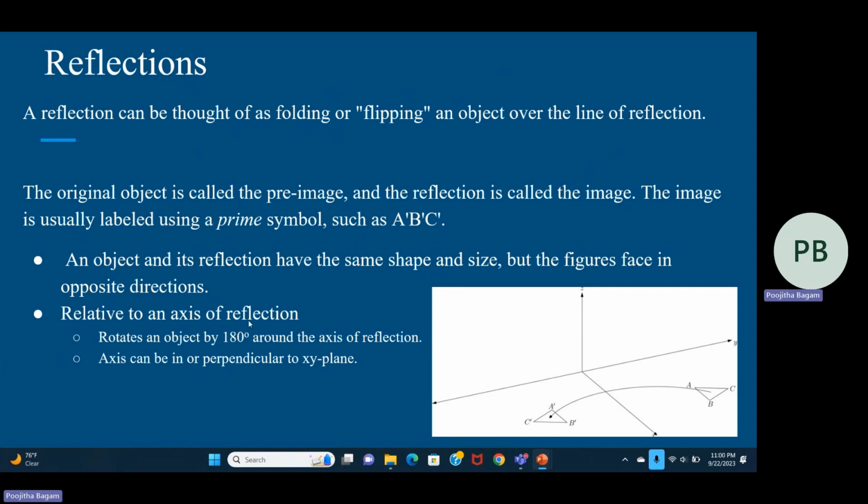Relative to an axis of reflection, the object gets rotated by 180 degrees around the axis of reflection as shown in the figure here. And the axis can be in or perpendicular to the xy plane.